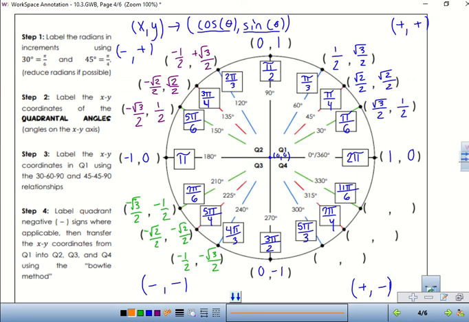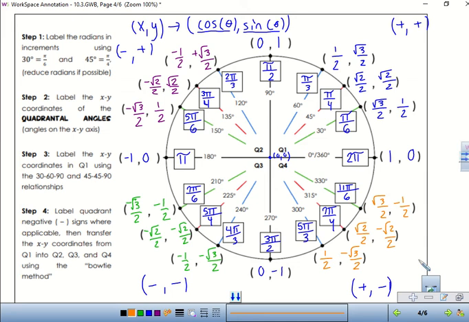All right, moving on. So now in this quadrant, the x is going to be positive, the y is going to be negative. So 300 corresponds with 60, so it's going to be the same coordinates, but my x is positive and my y is negative. My 315 corresponds with 45, my x is positive, my y is negative. And then 330 corresponds with 300, my x is positive, my y is negative.